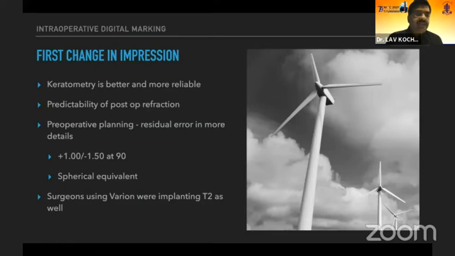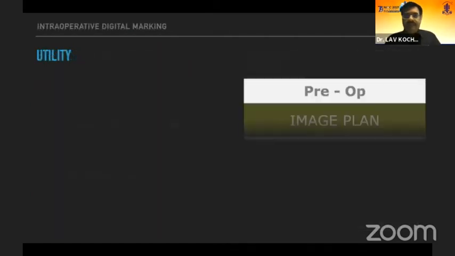Predictability of post-op refraction is much better. Most of the optical biometers give you the spherical equivalent, but in digital markers, what you get is the breakup of the sphere and cylinder. So that is again a very important thing when we are planning to give a good refractive outcome to the patient. And so what we got to know from surgeons who were using digital markers, they told that they have been implanting even T2 lenses after they got the digital marker with them. So that changed my impression to some extent.